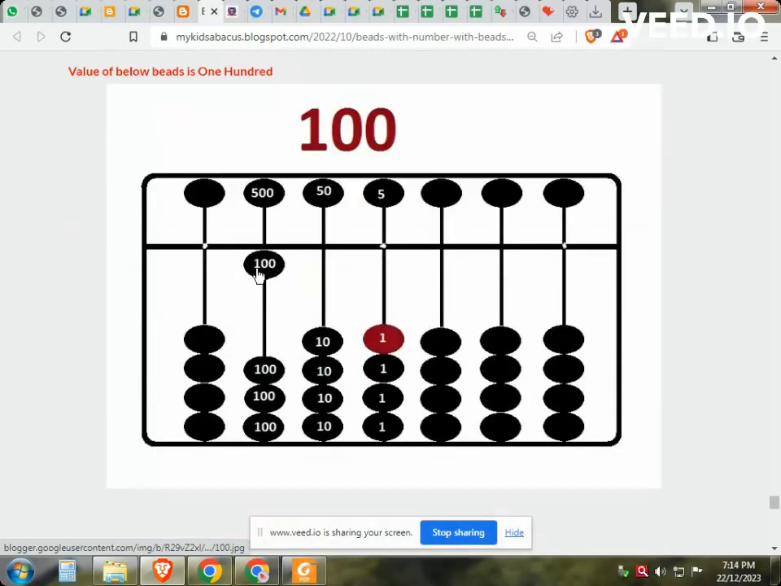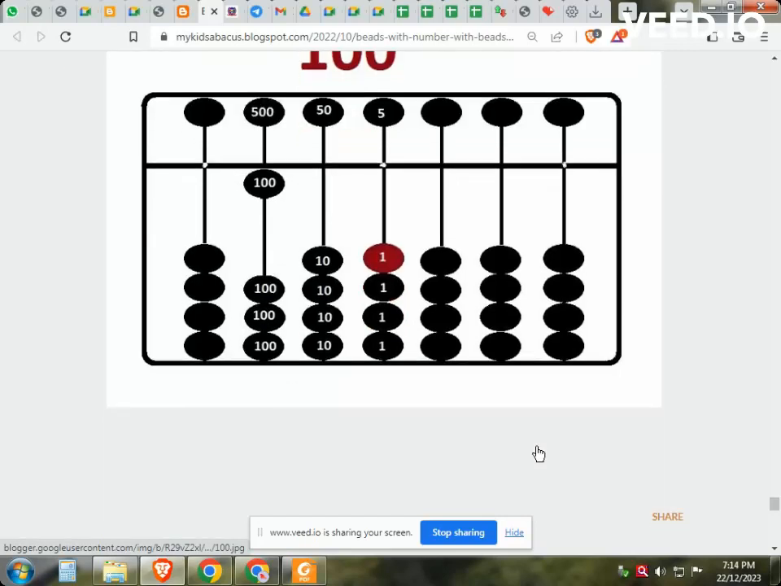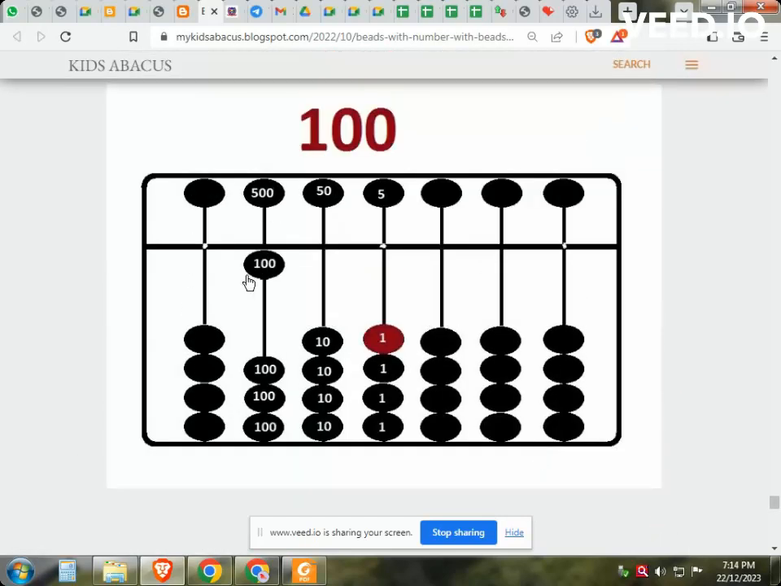And this is hundreds. In hundreds place, we have to add one lower bead for adding 100. For adding 101, we have to add 100, and here we have to add 1. This is 101.